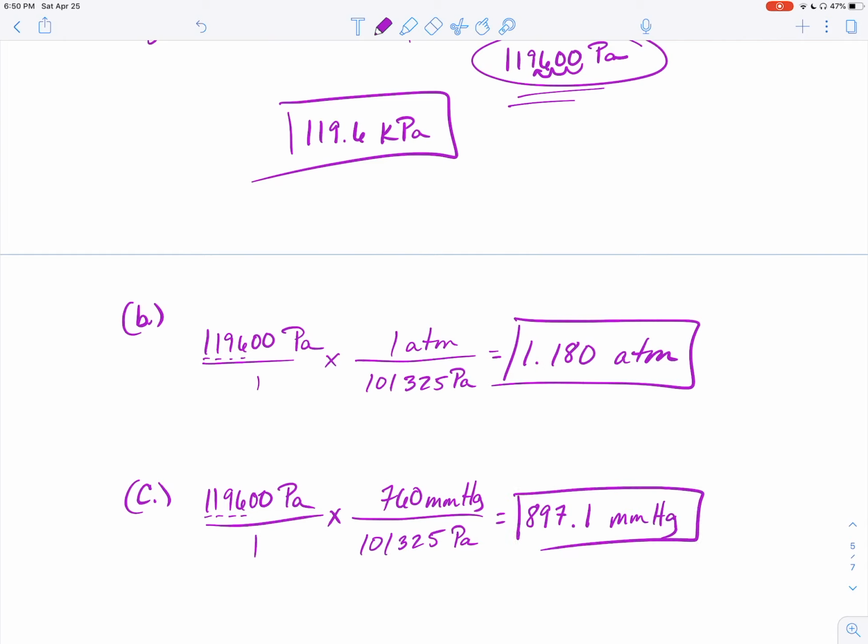Okay, so that's how you use the hydrostatic pressure equation to solve for different pressures using different types of devices like barometers and manometers, and how we do a lot of conversions between one type of pressure unit to another.